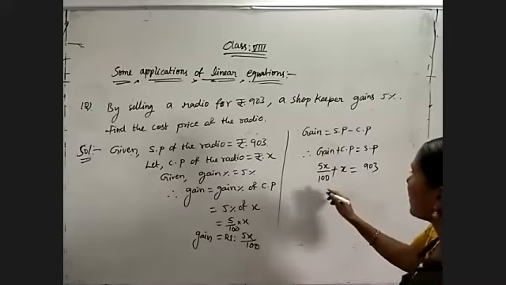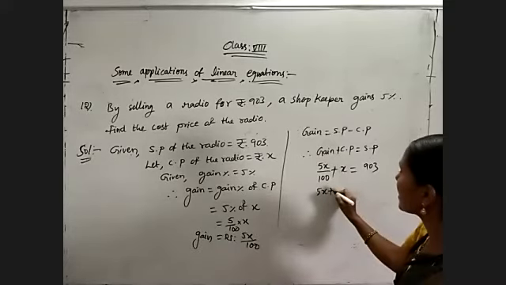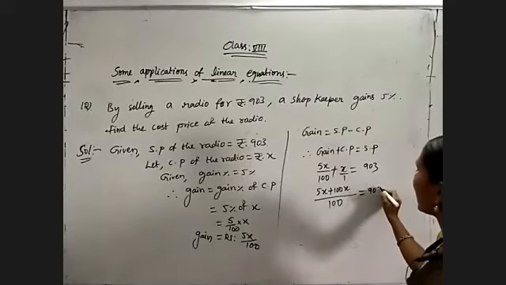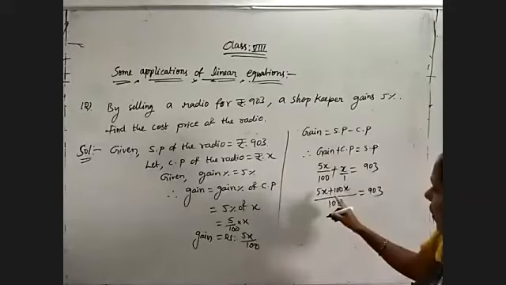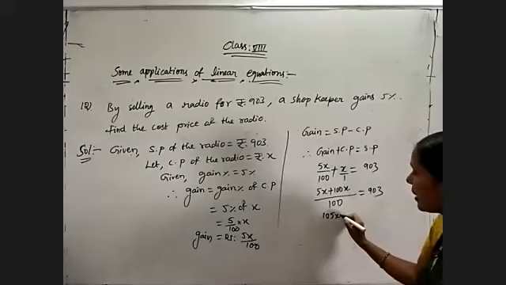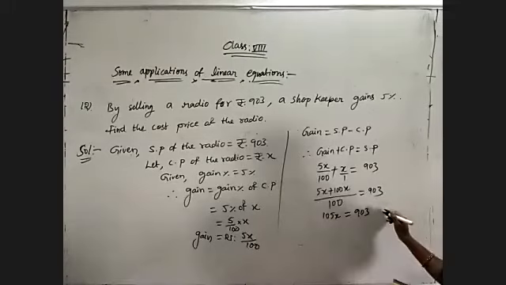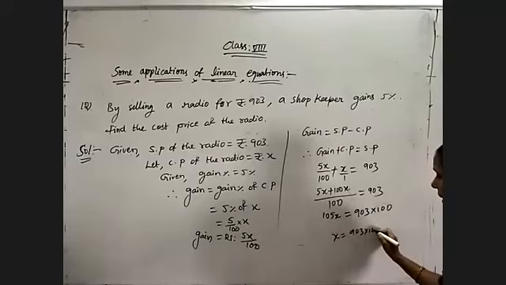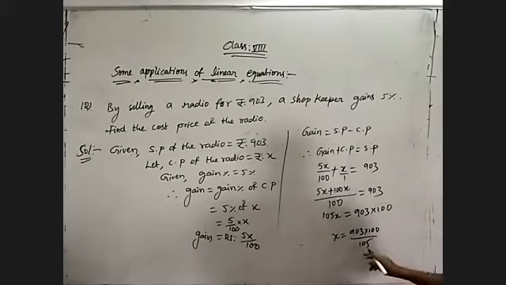So which is equal to 5x plus 100x, cross multiplication by 100, is equal to 903. Now 100 plus 5, that is 105x by 100 is equal to 903. So by bringing this 100 to this side, into 100, then x will be equal to 903 into 100 by 105. So 105 we can get in 3 tables, 903 also. So 3 3s are 9, 3 5s are 15. 3 3s are 9, 3 1s are 3.